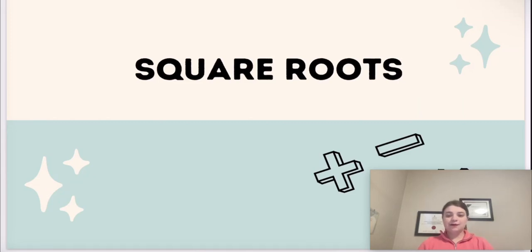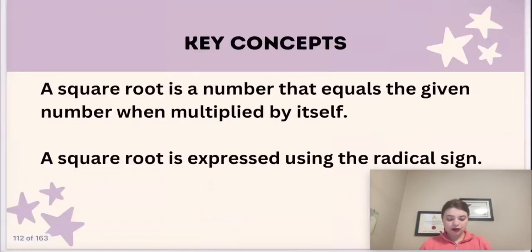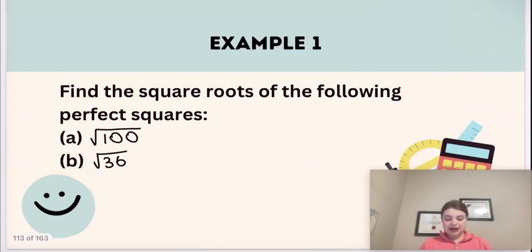Today, we're going to be talking about how to evaluate square roots, so let's dive in. So, basically, a square root is a number that equals the given number multiplied by itself. For example, the square root of 4 would be 2 because 2 times 2 is equal to 4. And a square root can be expressed by the radical sign, being this sign right here. So I'm going to go through some examples.